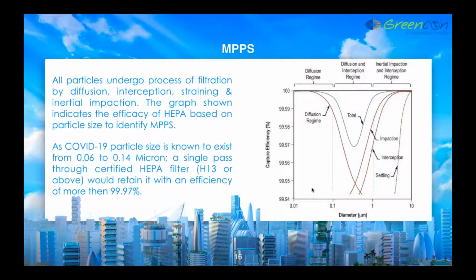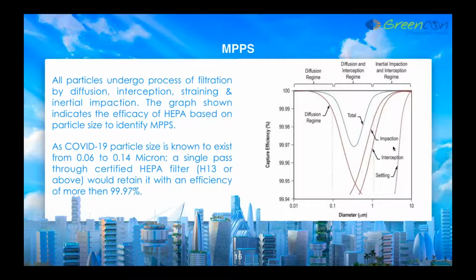So here you can see that particle sizes which are less than 0.1 micron are getting entrapped because of diffusion with the efficiency of 99.9985 or so on and so forth. While on the lower size, the efficiency is actually rising up. You can see that maybe at 0.05, which is the size of the smallest COVID particle, it is getting entrapped at almost 100% efficiency in a single pass, which is not the case for larger particles.